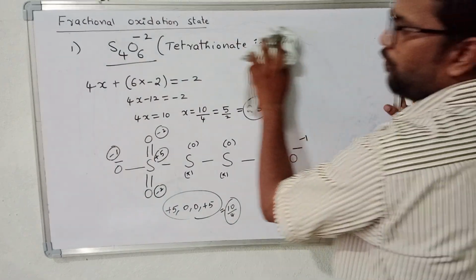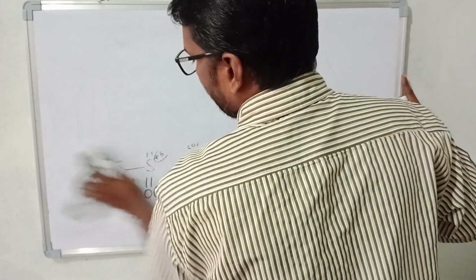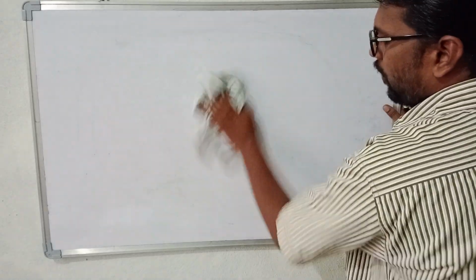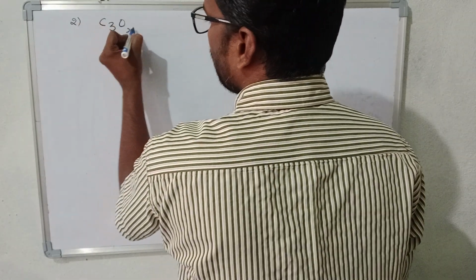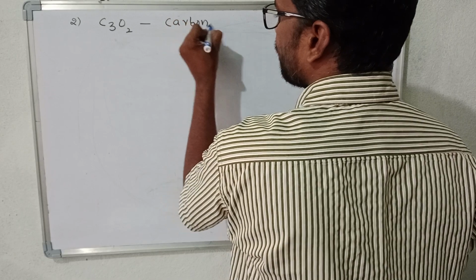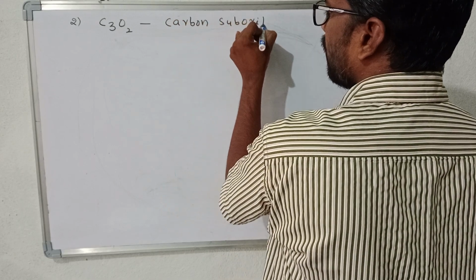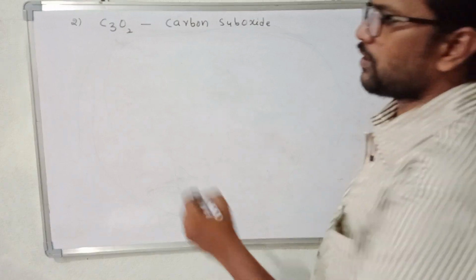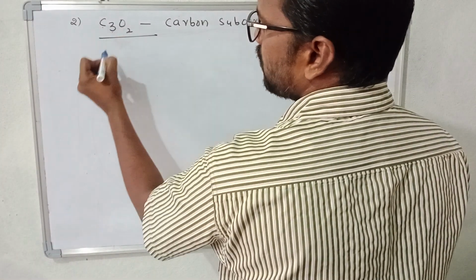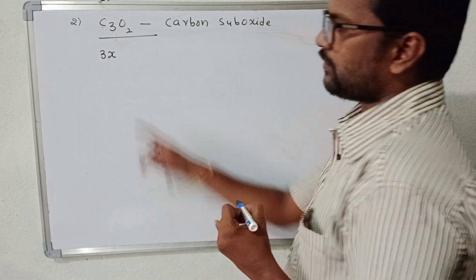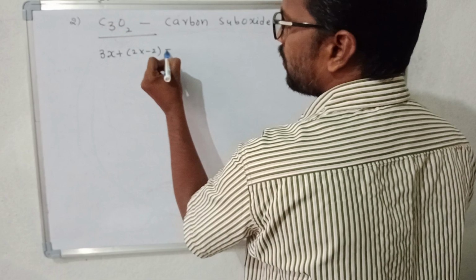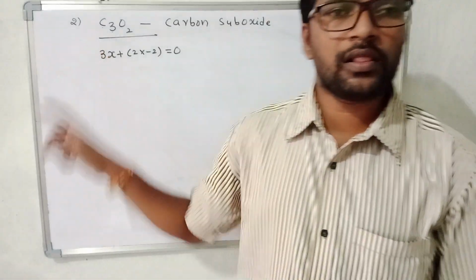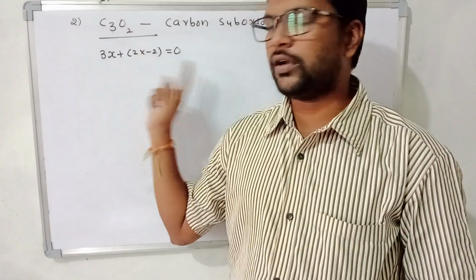Now we take another example to explain fractional oxidation state. The second example is C3O2, which is called carbon suboxide. In carbon suboxide, total 3 carbons are present. To find the average oxidation state, 3 carbons gives 3x, and oxygen is 2 times, so we write 2 into minus 2, and there is no charge, so after equal to write 0.